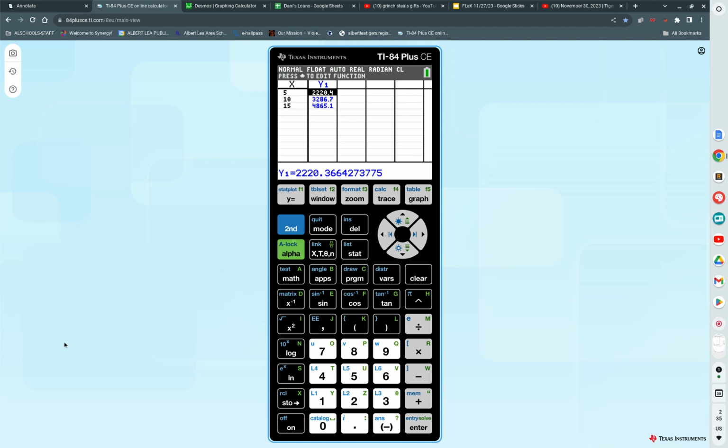Anybody having a problem coming up with that? Anybody having a problem with their table? Okay. Usually we got a couple things that might be going on. Maybe your table values aren't going up. So right now, your calculator is automatically generating these. So what you're going to do is go to your table set. See how it's auto and auto? You're going to set the independent one to ask. As you go to your table, now type in 5, 10, 15, you should get it.